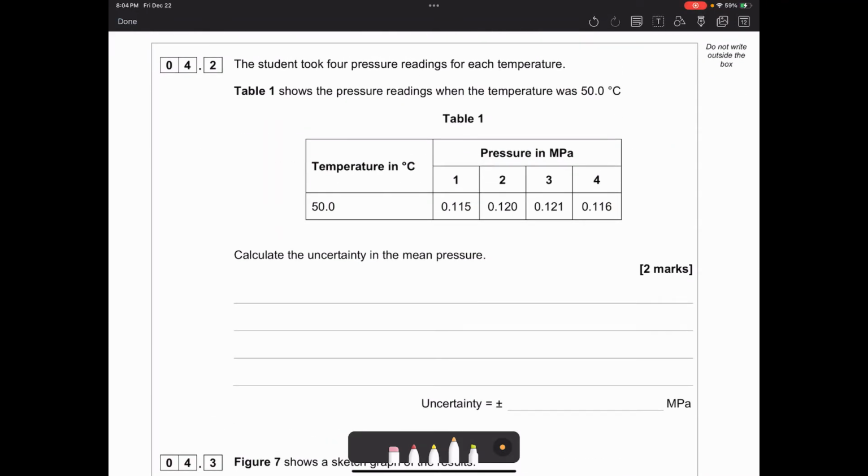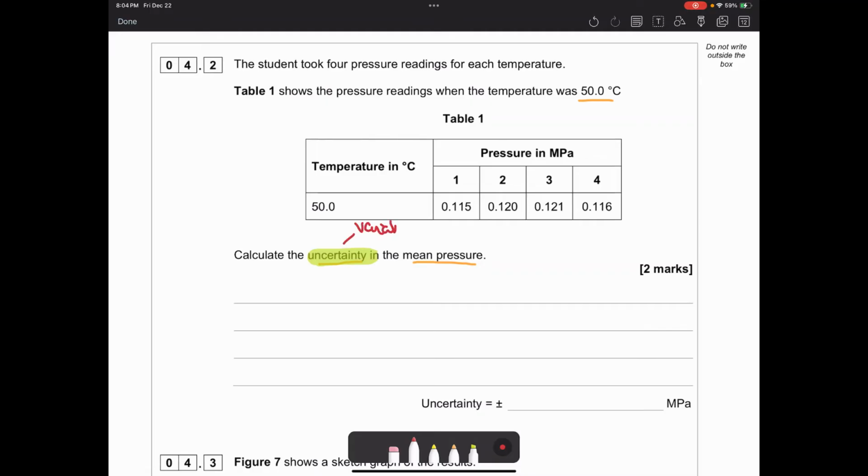Question 4.2. The student took the pressure readings for each experiment. Table 1 shows the pressure readings when the temperature was 50 degrees. Calculate the uncertainty in the mean pressure. Now, uncertainty is coming up a lot more in exam papers because teachers don't often go through uncertainty regularly enough to make it really embed in students' minds. But this is how I would go about doing it.